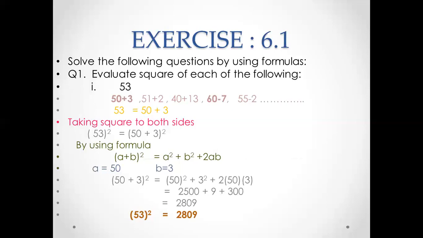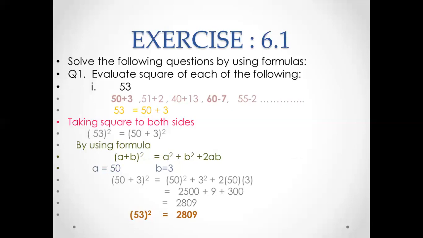In question number 1, we are applying the plus formula. So that's why I choose 50 plus 3. You also can take 60 minus 7 at the end. The answer will be the same, either you solve with 50 plus 3 or 60 minus 7. Now I write 53 is equal to 50 plus 3. We need two numbers because according to our formula, we need a and b.